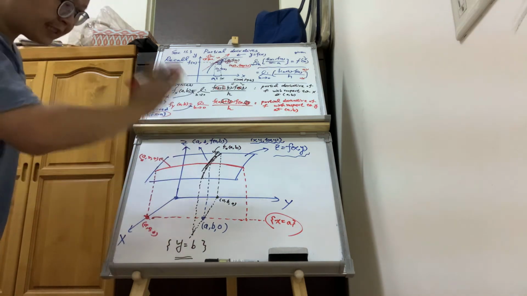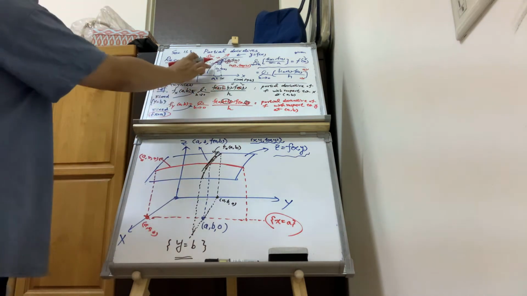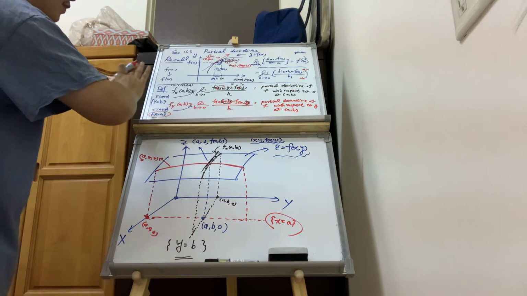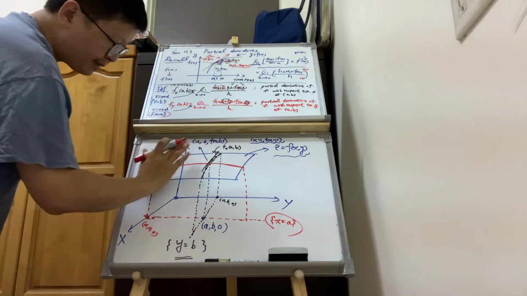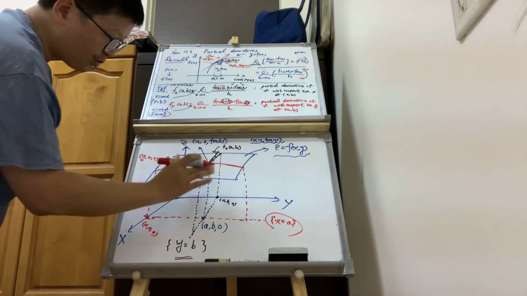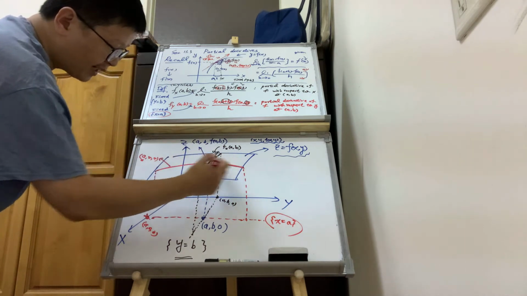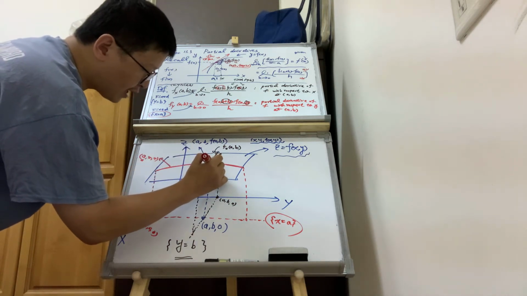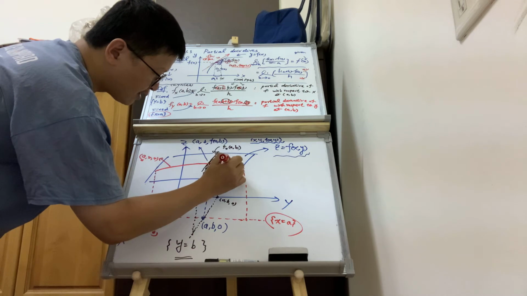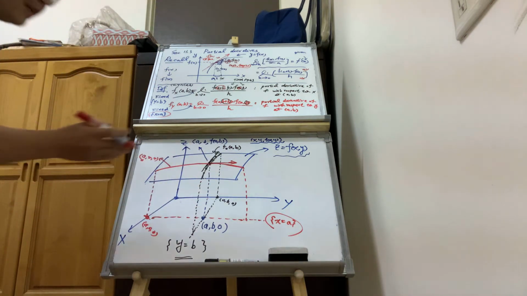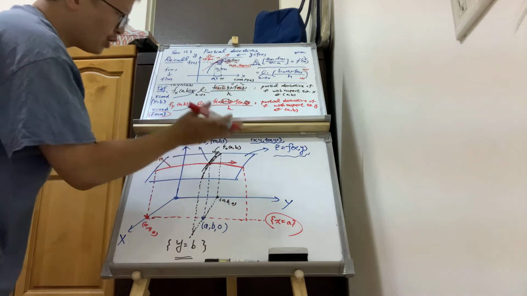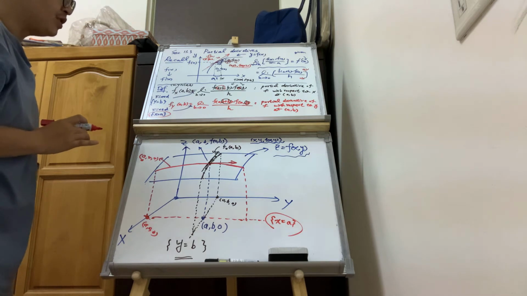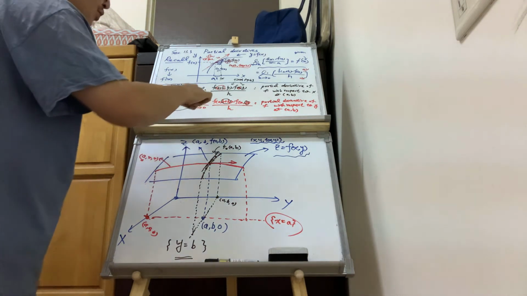So in this plane x equals a, we could consider the tangent line. Once we have a plane, we could consider the tangent line of the function at some point. So the tangent line is something like this one. And for the tangent line, its slope is exactly the partial derivative of f with respect to y at the point (a, b).